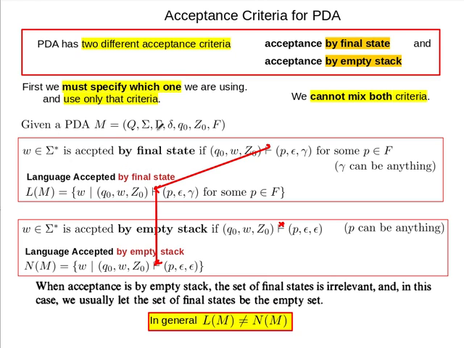So this is what you do if you are using this acceptance by final state. Similarly, if you are choosing this criteria, then you have to use this criteria for all your strings. You cannot mix both criteria. For all strings you decide whether you accept that string or not according to this criteria.